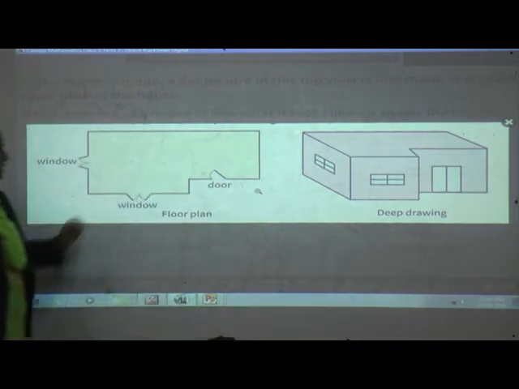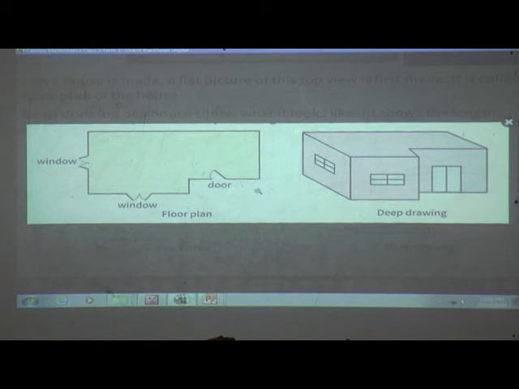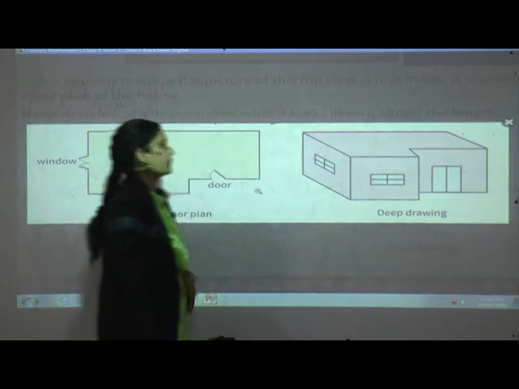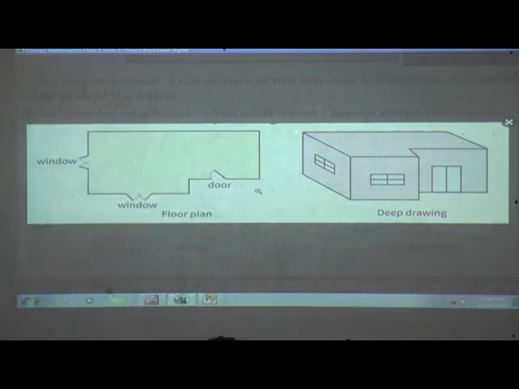Okay. Floor plan. What is meant by floor plan? When a house is made, a flat picture of this top view is first made. So this one is a flat picture and we can see it from the top view. So it looks like a top view. Okay. And deep drawing. Deep drawing means the figure will show us length, width and height also. So this is a deep drawing. Okay. Now we will see the next point.